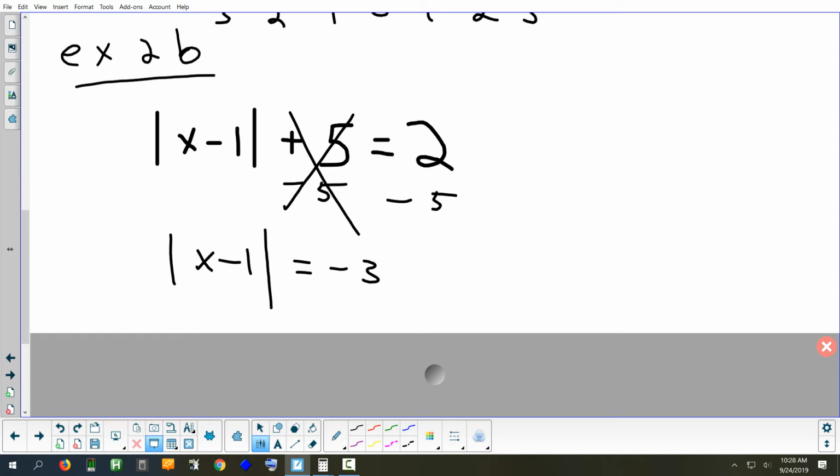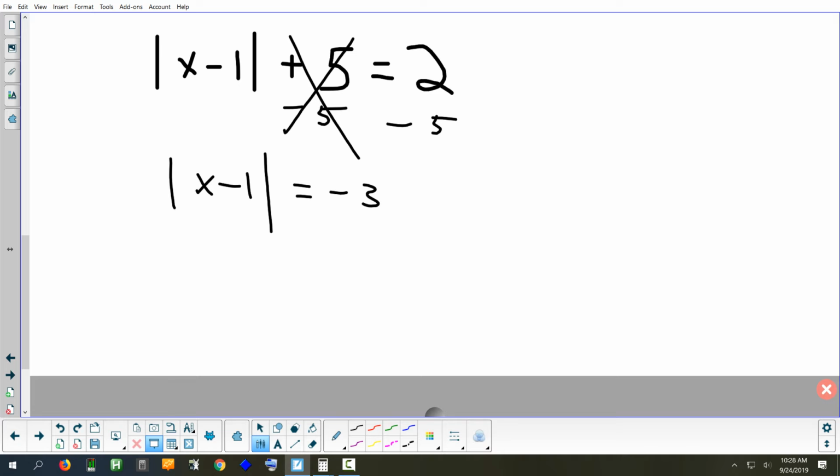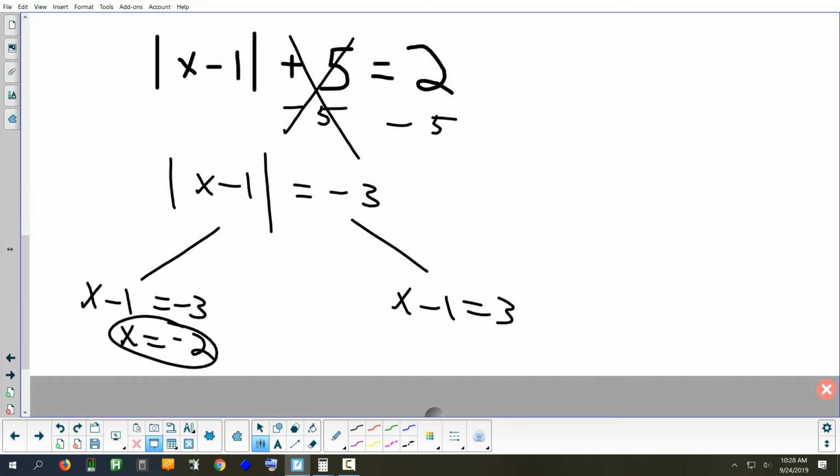-3. Now, this is where some people make a mistake. They go like this. Don't write this part down. They say x minus 1 equals -3, and then they say x minus 1 equals +3. And then they add 1 to each side and say, oh, x is -2, and then x is 4. But let's check 4. If you did all this work, let's see what happens.